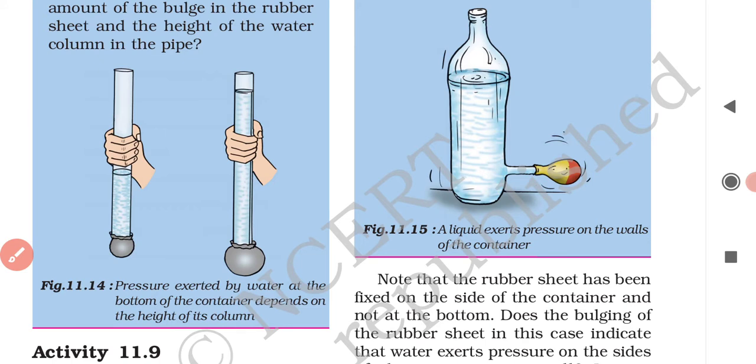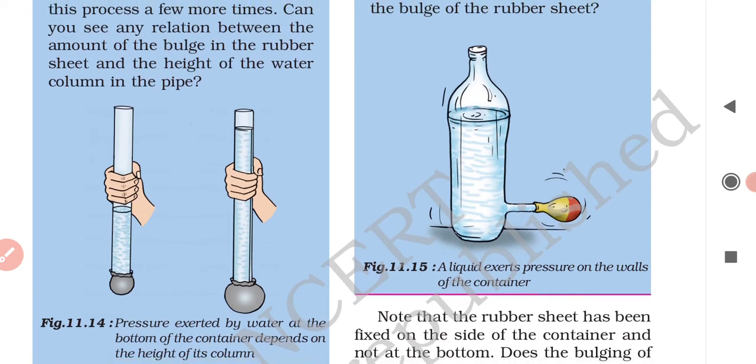Okay, now you have to fill half of the plastic bottle with water, just like that. More than half of the plastic bottle with water. Okay, what will we observe then? We will observe that on filling water, the rubber sheet tied to the mouth of the glass tube gets stretched. Here, it will get stretched. Okay, and it will bulge out.